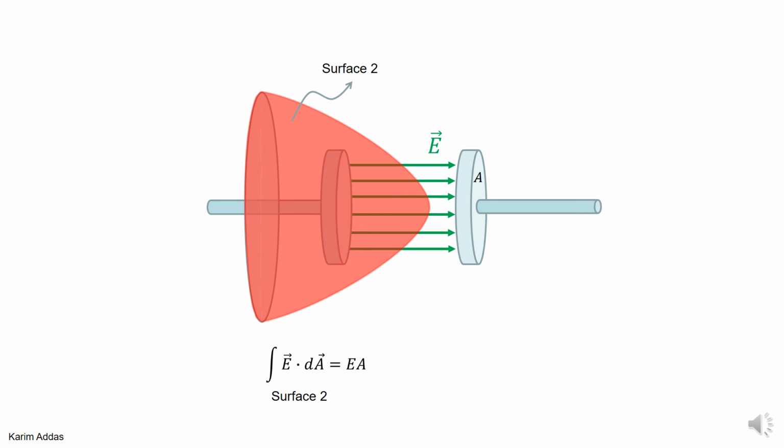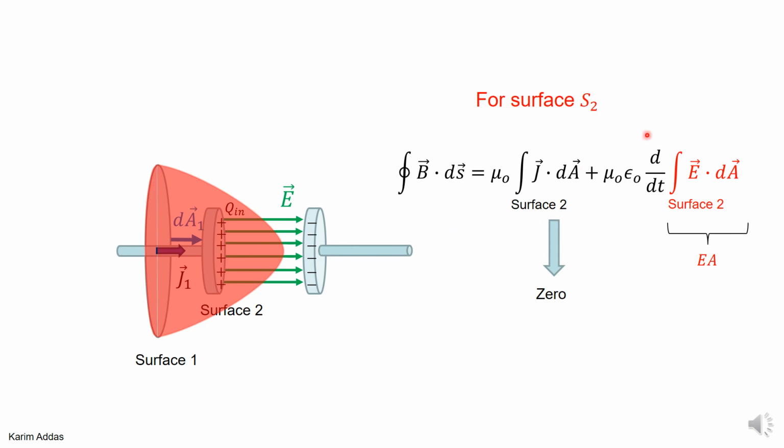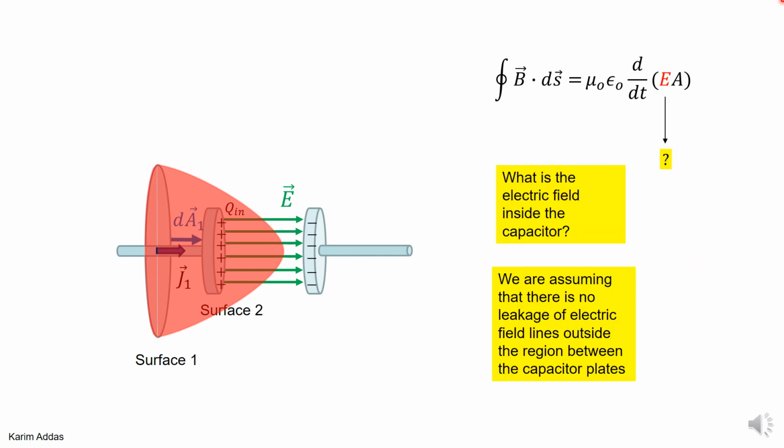And now we go back to surface 2, which is what we wanted. We wanted to calculate the integration of E dot dA through surface 2, so it's equal to E times A. Go back to the original equation. We said that the first term for surface number 2 is 0 because there's no conduction current through surface number 2. There are no charges physically moving through surface number 2, but this term is not 0. Now we found this integration to be E times A. That's right, E times A.